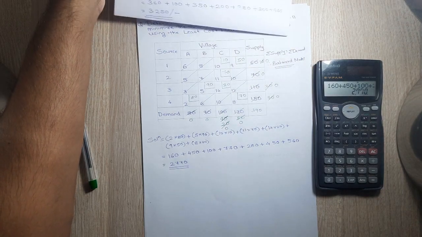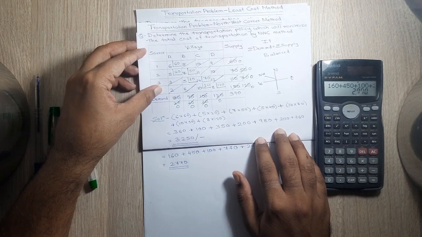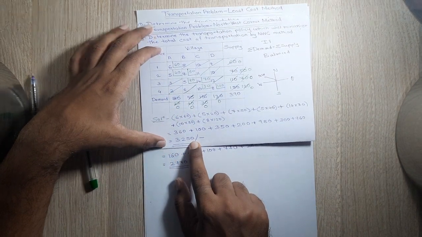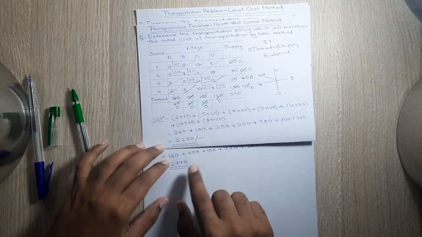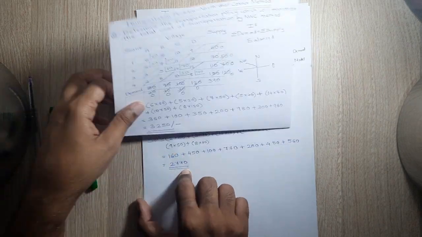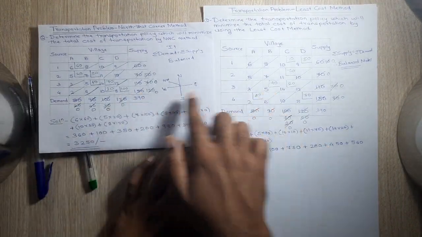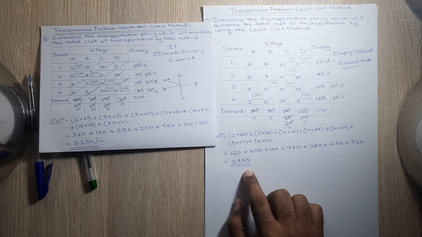Now this is the same numerical which we have solved in my previous video by using the northwest corner method. By using that method, the initial feasible solution was 3250, and using the least cost method, the solution is 2770. The question is same, but it seems that the least cost method gives a more optimal solution. It minimizes the total cost of transportation.